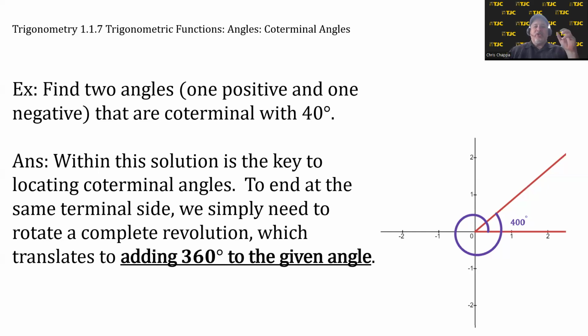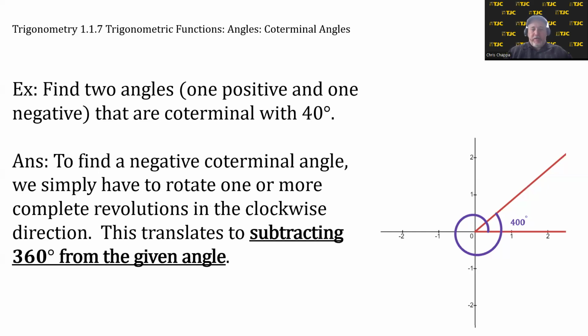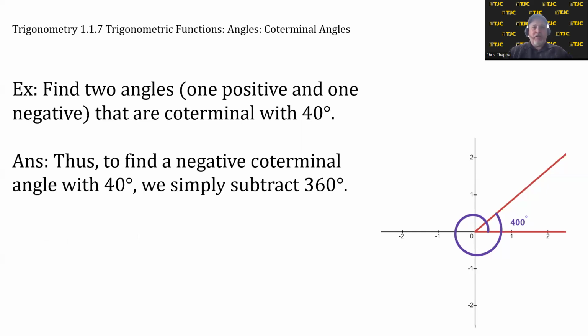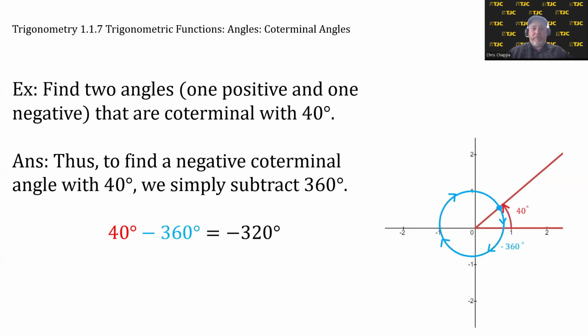Now, within the solution is the key to locating coterminal angles. To end at the same terminal side, we simply need to rotate a complete revolution, which translates to adding 360 degrees to the given angle. Now, if we want to find a negative coterminal angle, we simply have to rotate one or more complete revolutions in the clockwise direction. This translates to subtracting 360 degrees from the given angle. So to find a negative coterminal angle, we simply subtract 360.